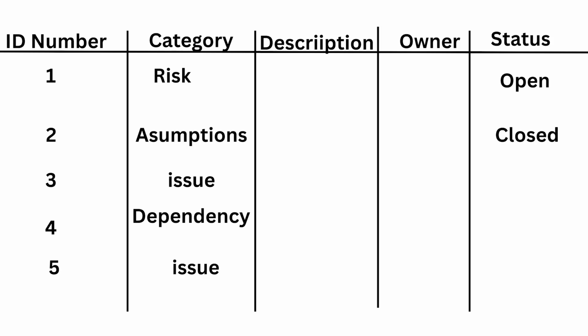The first column is your ID number. The second is the category. You need to know if that is a risk, an assumption, an issue, or a dependency. Then you set the owner: who owns that, who is going to make sure that the category we have identified is well handled. And then you set an action plan and the status. Has it been solved? Is it in progress? You need to make sure that you identify all of these things.